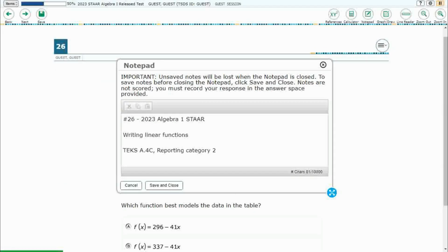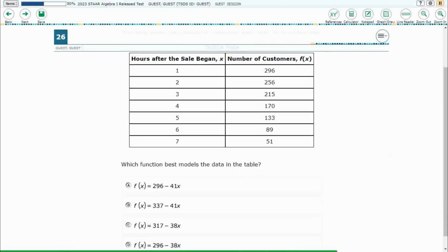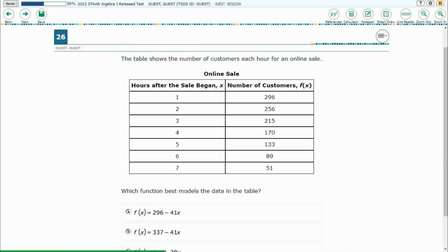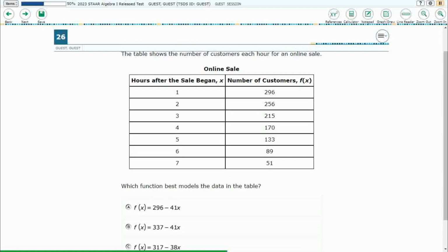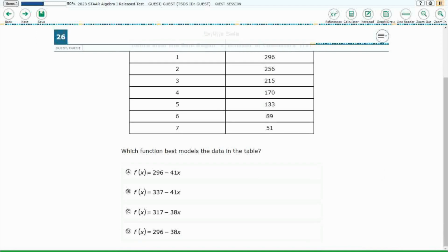For number 26, we are writing linear functions, TEKS 8.4C, in reporting category 2. Now, we get a table of data. It's a real-world situation, and they're not even asking what the number of customers would be after 8 hours or 10 hours, which we could kind of eyeball. It looks like it's just a linear function based on my 4 answer choices.